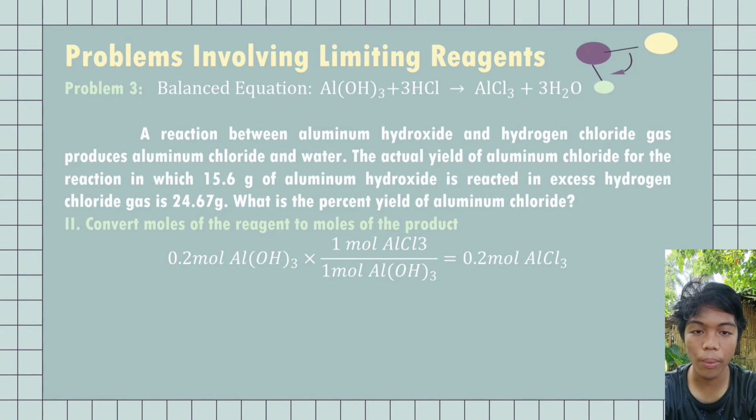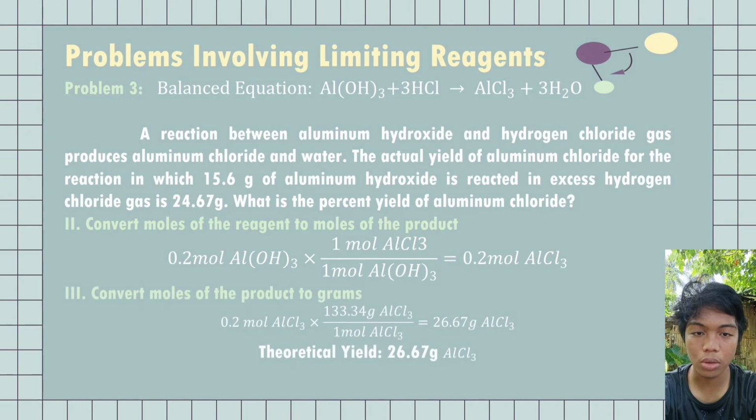0.2 moles of aluminum hydroxide is equal to 0.2 moles of aluminum chloride. Now convert the moles of the product to grams by multiplying it by its molar mass. 0.2 moles of aluminum chloride is equal to 26.67 grams of aluminum chloride. The theoretical yield for the reaction is 26.67 grams of aluminum chloride.